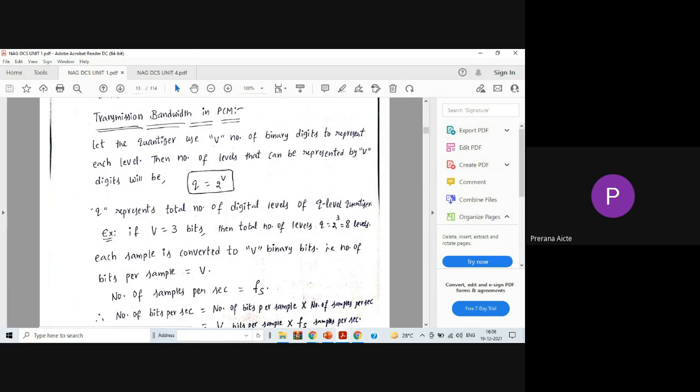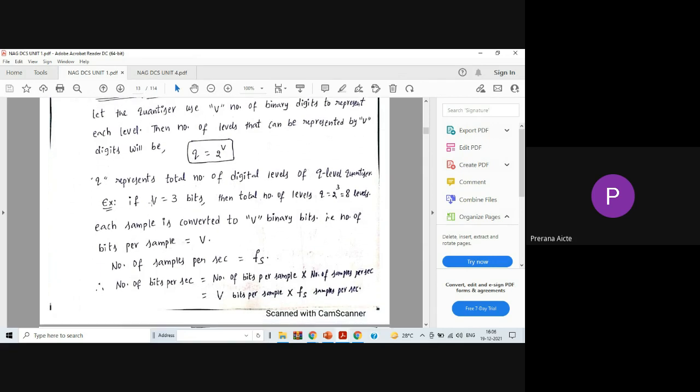See here, let the quantizer use V binary digits to represent each level. Then the total number of quantization levels that can be represented by V digits will be Q equal to 2 power V. Remember this equation, it will be helpful while solving problems. Suppose V equal to 3 bits, assume. So how many quantization levels? Q equals 2 power V, which is 2 cube. Simply, it has 8 levels.